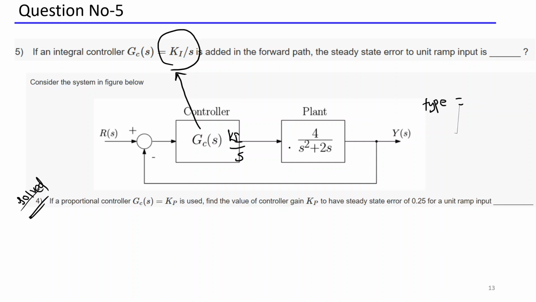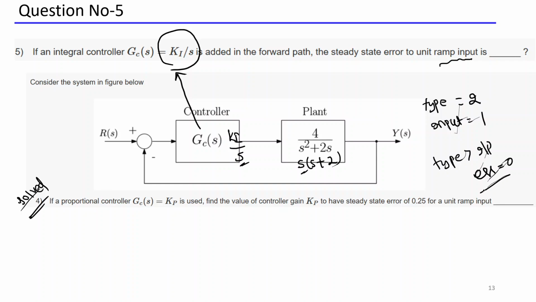Here one s is coming out, s into s plus 2, and here is one more s. So total now 2 poles at origin. So type equal to 2, and the input is a ramp input, which means it equals 1. So type is greater than input, so steady state error equal to 0. So the answer for the question is 0.